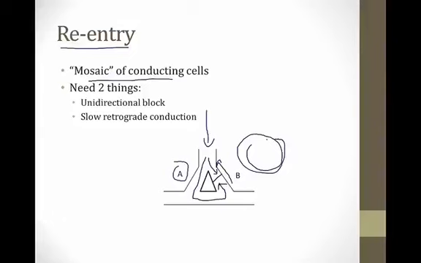So now you can understand that in order for this to occur, there must be a mosaic of conducting cells, meaning cells with different electrical properties. You must have unidirectional block, as I described in pathway B, and there must be slow retrograde conduction, as I also described for pathway B.